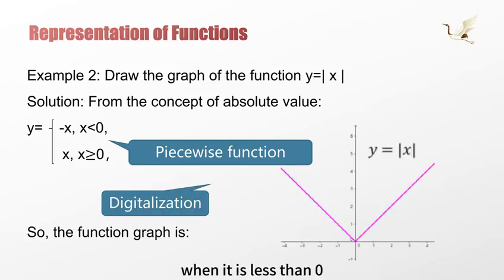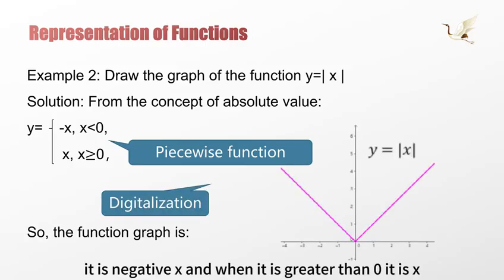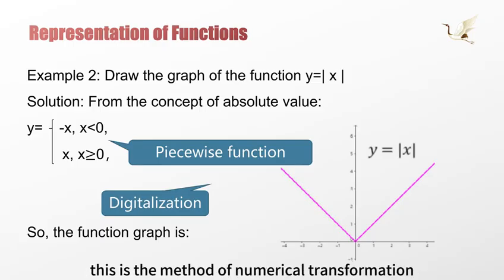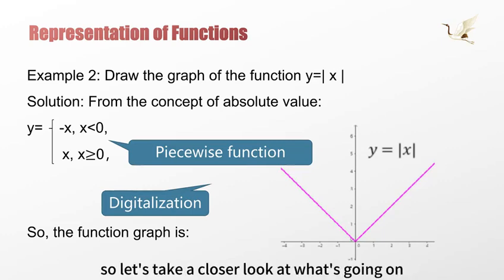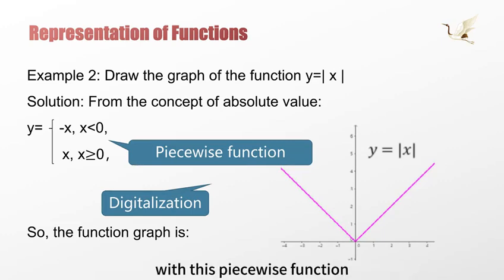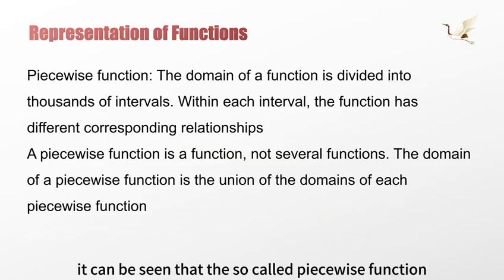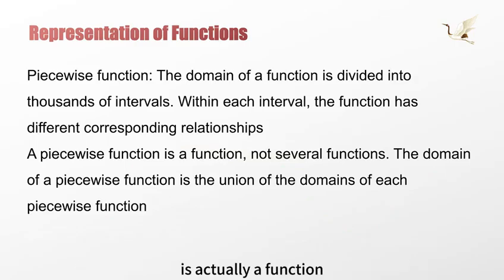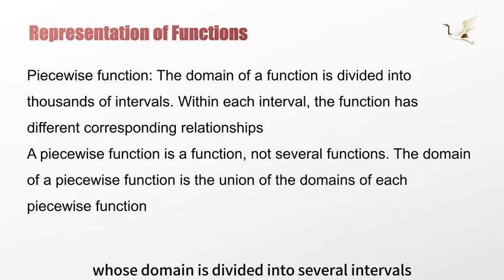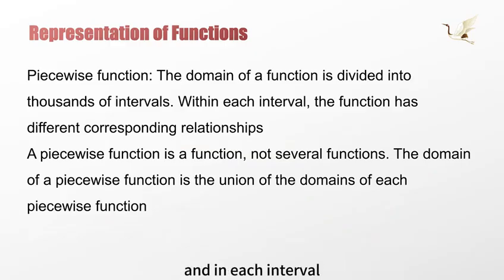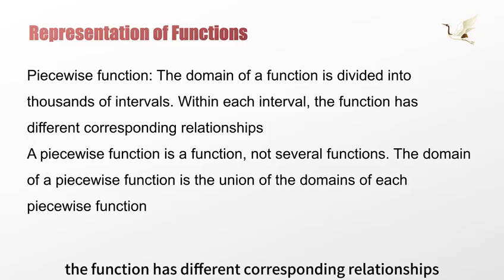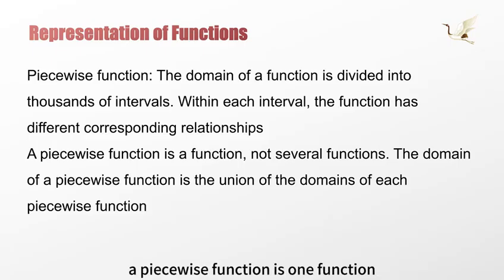When it is less than 0, it is negative x, and when it is greater than 0, it is x. This is the method of numerical transformation. So let's take a closer look at what's going on with this piecewise function. From this question, it can be seen that the so-called piecewise function is actually a function whose domain is divided into several intervals, and in each interval, the function has different corresponding relationships. A piecewise function is one function, not several functions.